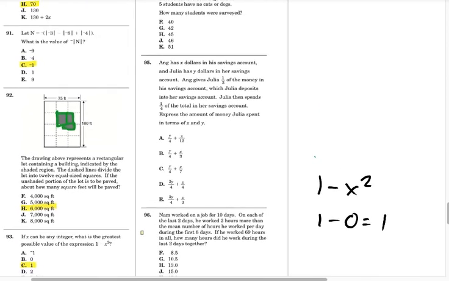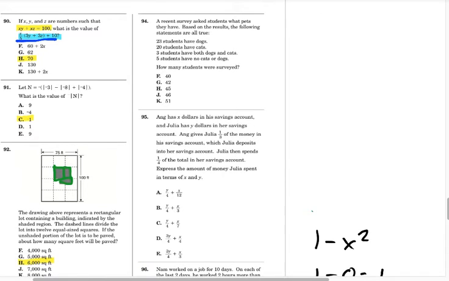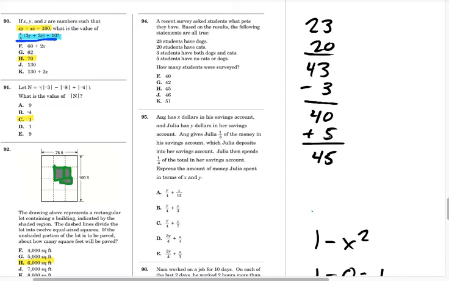Okay, let's do number 95 or 94. We've got a survey, all right? So they want to know how many people. Let's see, we have 23 for dogs and 20 for cats. That's a total of 43. 3 students voted twice, so we need to erase 3 of those votes to get us down to 40. 5 students didn't vote, so we have to add those kids back in, and we're up to 45, which happens to be H.